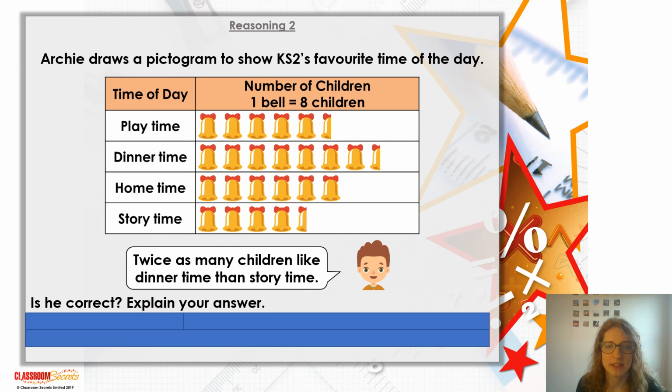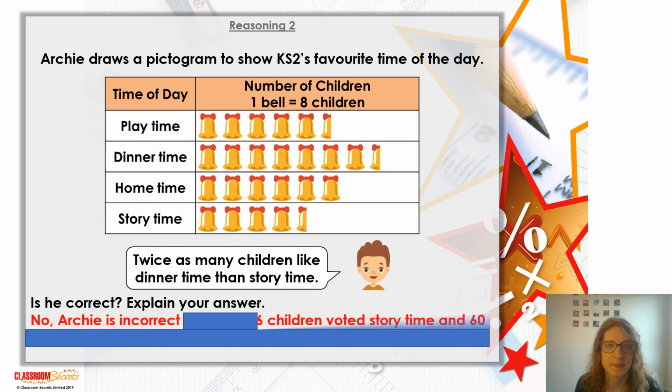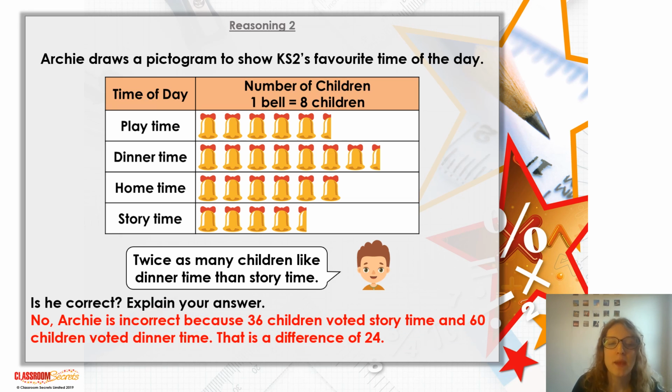Okay, let's have a look then. So is he correct? He is incorrect. But can you explain why? That's worth 1 point. Can you get the second? Because 36 children have voted story time and 60 children have voted dinner time. So that's a difference of 24. It's not twice as big. So well done if you got that.